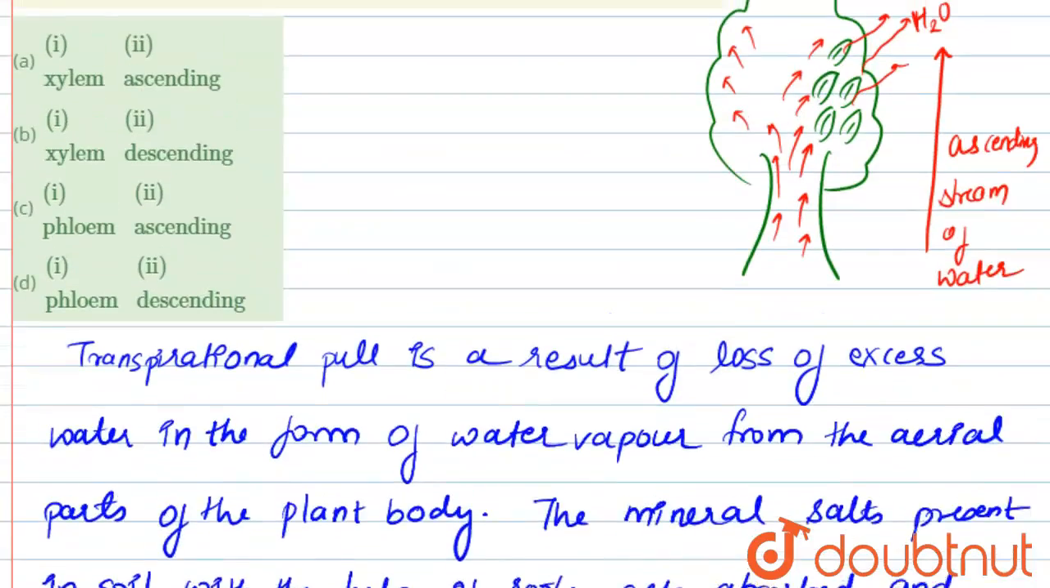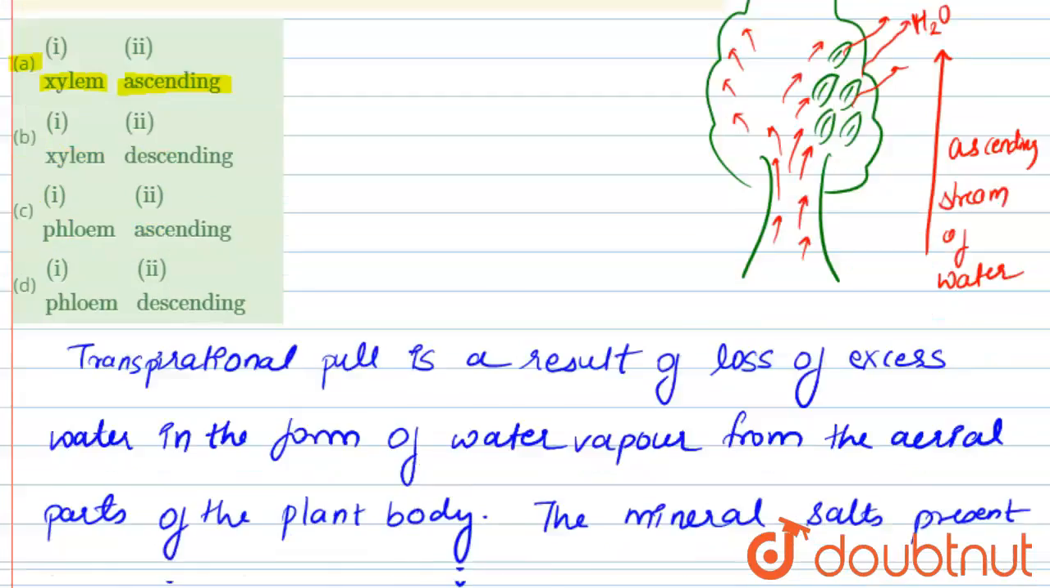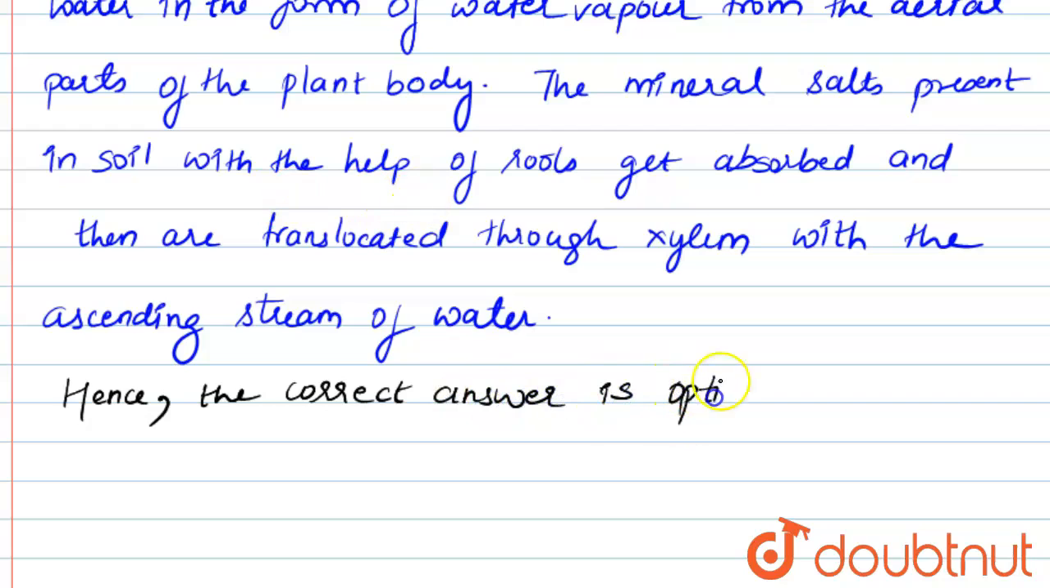So the question over here was, mineral salts are translocated through one along with the two stream of water. So the correct answer is option A, xylem and ascending. The first blank would have xylem and the second blank would have ascending. So the correct option is answer option A. Hence, the correct answer is option A.